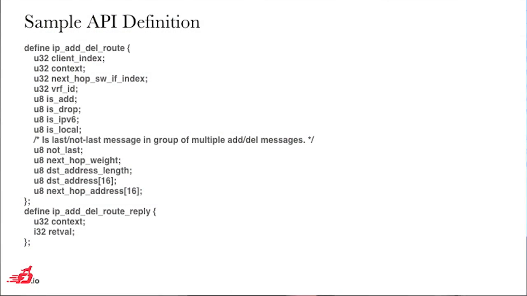So this is a sample of the API definition. It's basically one textual file with all the APIs. It is using C coding. So for example, this is the API which adds or removes a route from the FIB. And yeah, we have U32, U8, and so on. So it's really simple to read. And out of this, you can create the Java bindings or Python bindings or whatever you need.